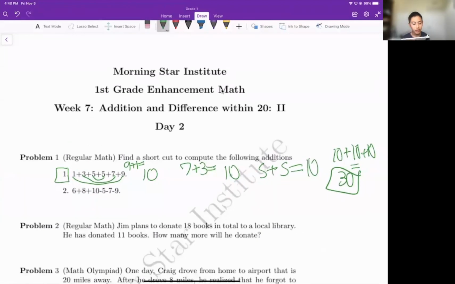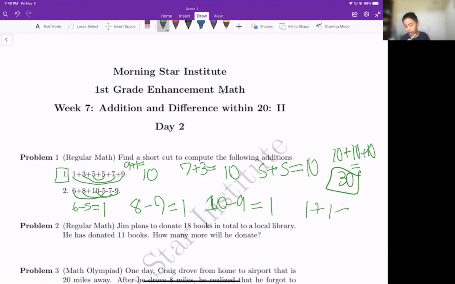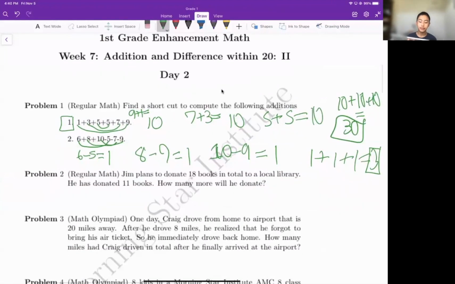For question 2, it's also pretty straightforward. All you've got to do is find the pattern. 6 minus 5 equals 1. 8 minus 7 is also 1. And 10 minus 9 is also 1. And 1 plus 1 plus 1 equals 3. So 3 is your answer for problem 2.